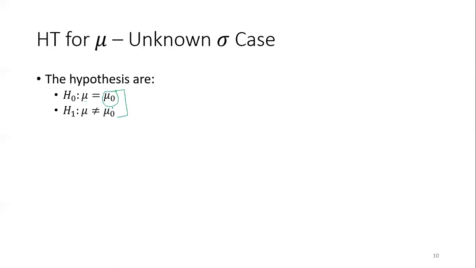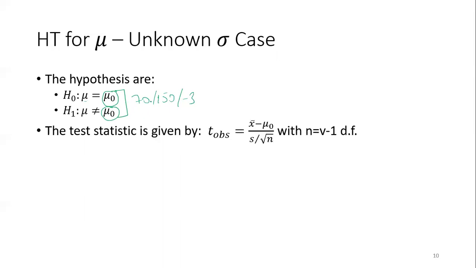Now, what is the hypothesis testing for mu when sigma is unknown? Well, the hypothesis remains the same. You just check whether mu is equal to some value mu zero, which is a scalar, like 70, 150, minus 3, and so on. So the hypothesis is the same.